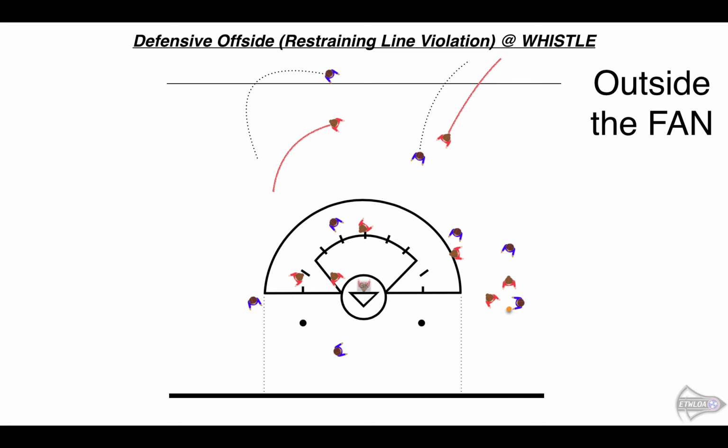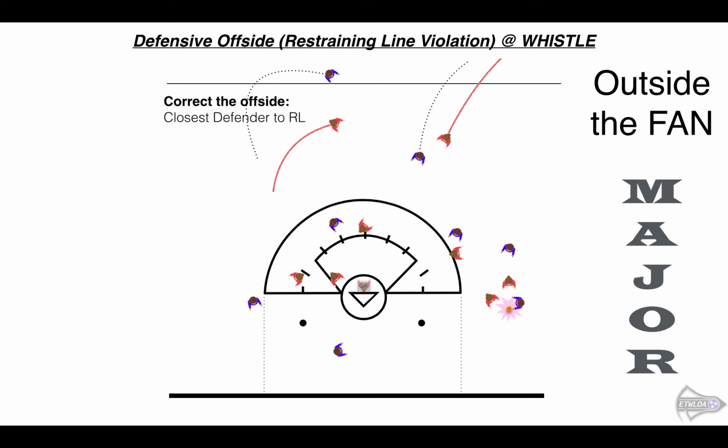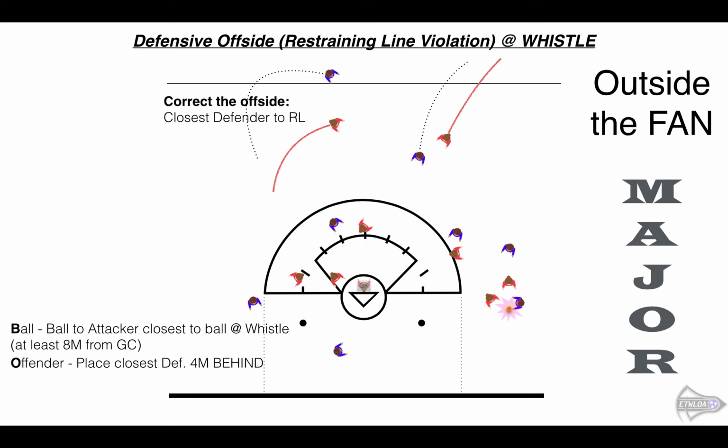So the whistle is blown by the umpire, and this is a major foul. First thing we do is find the defender closest to the restraining line and correct the offsides by placing them above the restraining line. Next, we take the attacker closest to the ball and give them the ball at the spot of the ball, making sure that we've placed them at least 8 meters from the goal circle.